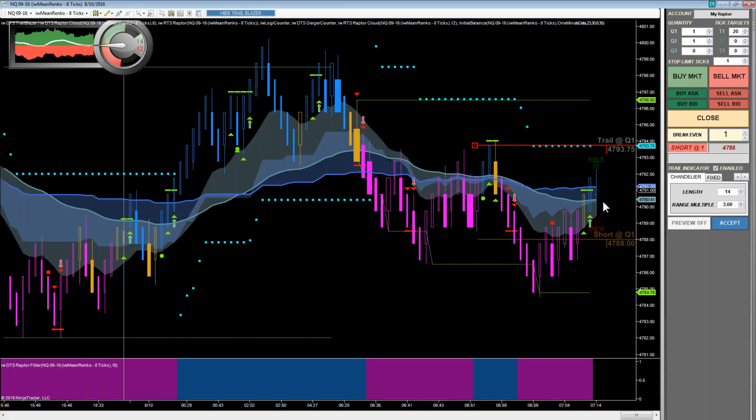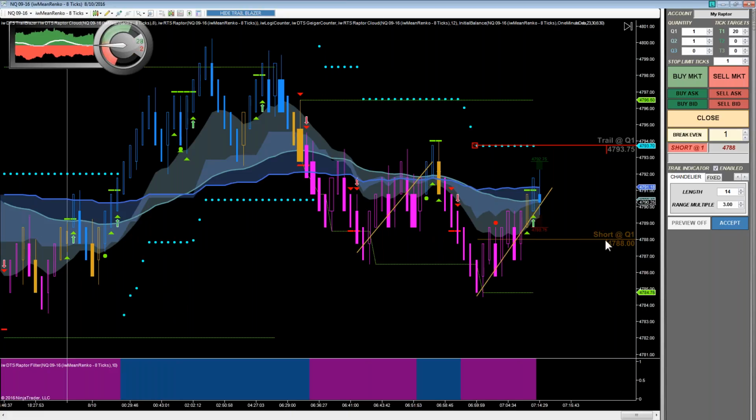All right, so we're just hoping to see another little push here out of the cloud. We're getting the second part of a double pullback signal. We'll see if they come out of here now and produce a short signal, at which time you should see the stop start to roll automatically, just like magic.